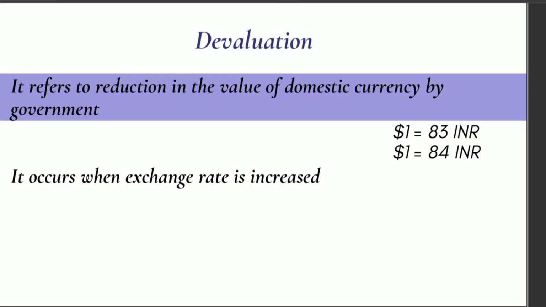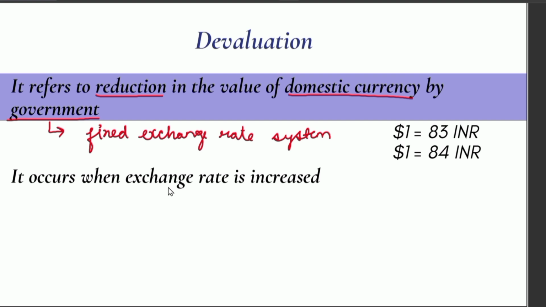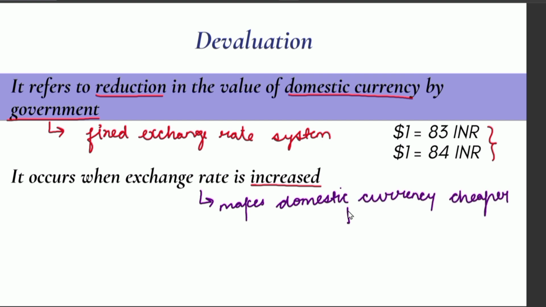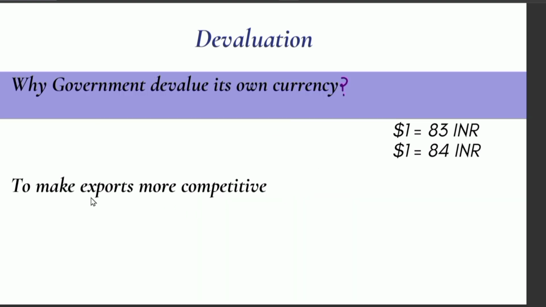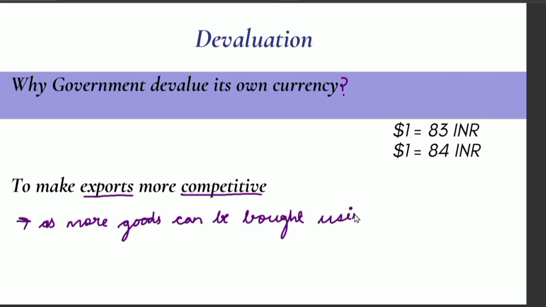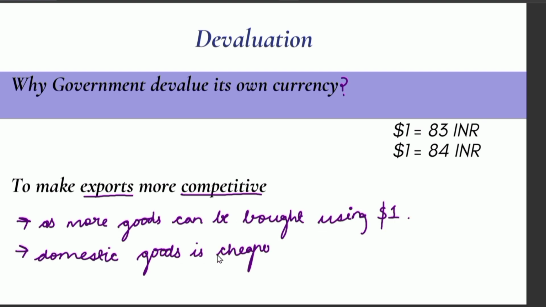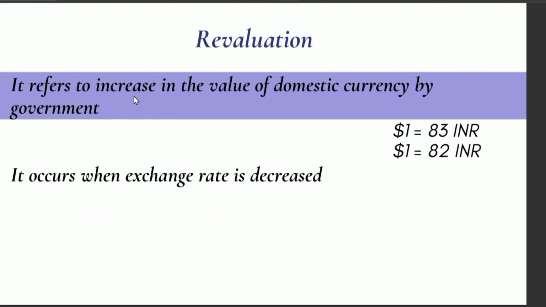Now what do devaluation and revaluation mean? Devaluation refers to a reduction in the value of domestic currency by the government, which means that devaluation takes place under the fixed exchange rate system. It occurs when the exchange rate is increased by the government. So this makes domestic currency cheaper. Why does the government do that? To make goods more competitive, as now more goods can be bought using $1, so domestic goods are cheaper for foreign buyers. Now what is revaluation?